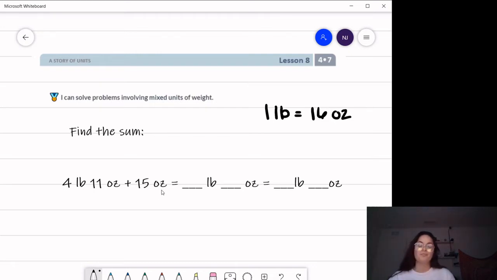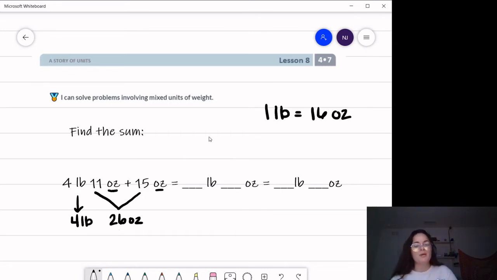So remember that when we add like units, I see ounces and ounces. So I see on both sides of my addition symbol, I've got ounces. So I'm going to add my 15 ounces plus my 11 ounces, and that's going to give me 26 ounces. I don't have any pounds on the other side of my addition sign, so this 4 pounds is just going to come on over as part of our answer.